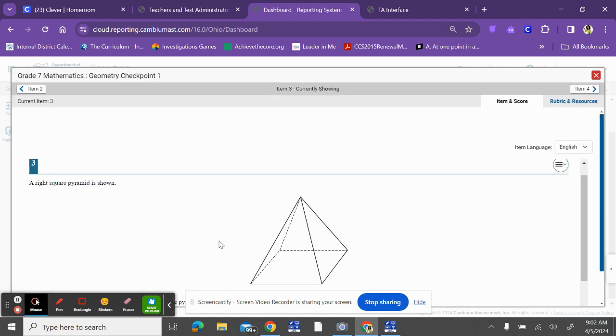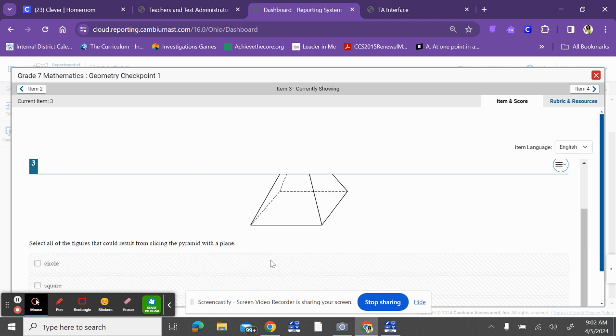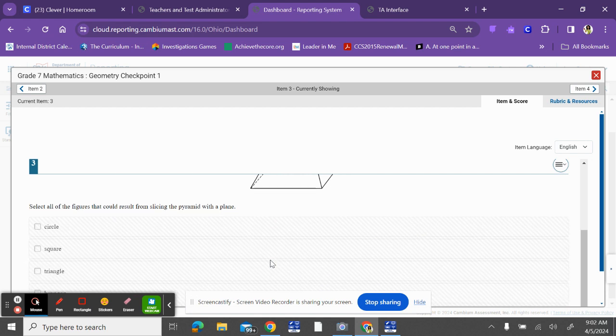All right, number 3, the right square pyramid is shown. It's a regular pyramid. It has a square at the bottom and triangles along to the point. So the question is, select all the figures that could result from slicing the pyramid with a plane. A lot of questions about plane. Plane just means cross section. So whatever, it's a 2D shape.